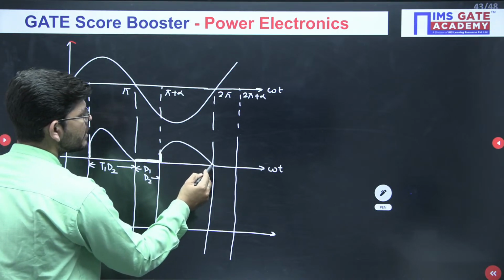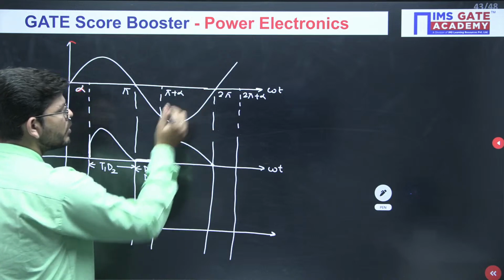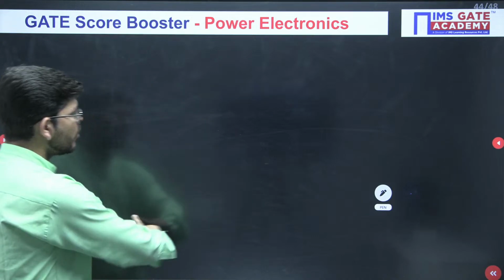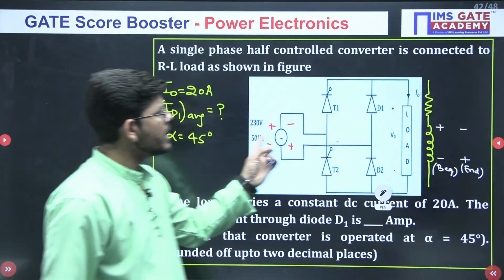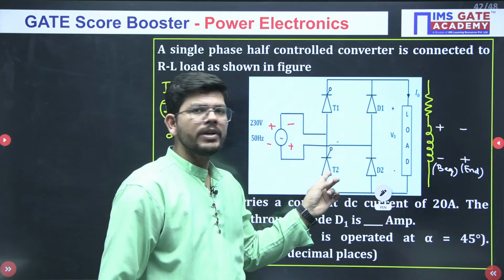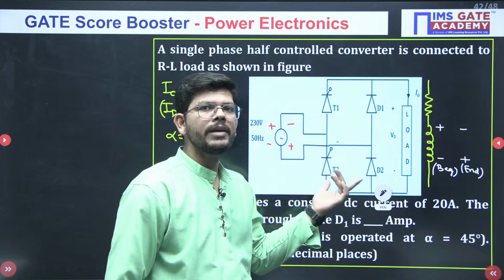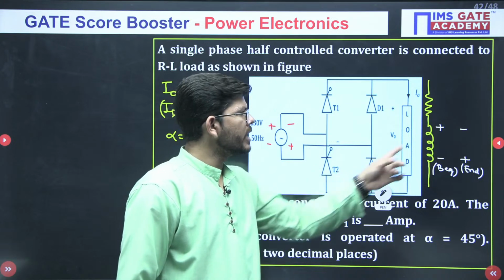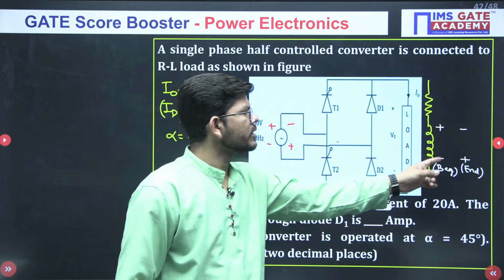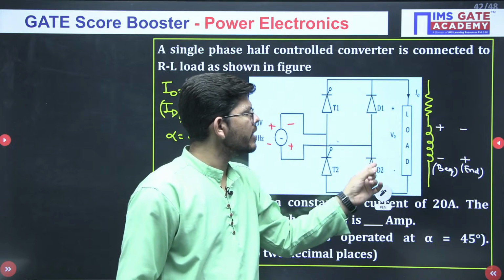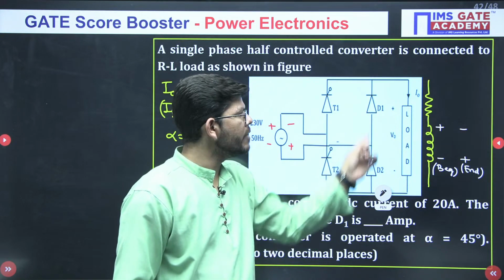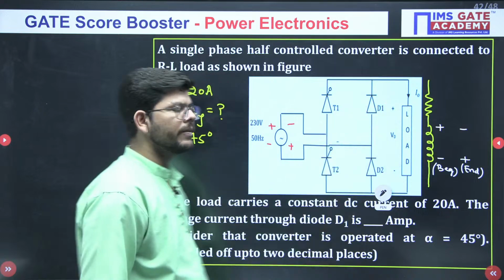Okay, now when you will reach at 2 pi, again positive cycle is coming. So if positive cycle will come, what happens? T2 must have become reverse bias. So there will not be any path for the current to flow. But the inductor has stored energy which has to be released. So it will reverse its polarity and D2 will become forward bias. So D1, D2 will now freewheel the inductor energy.